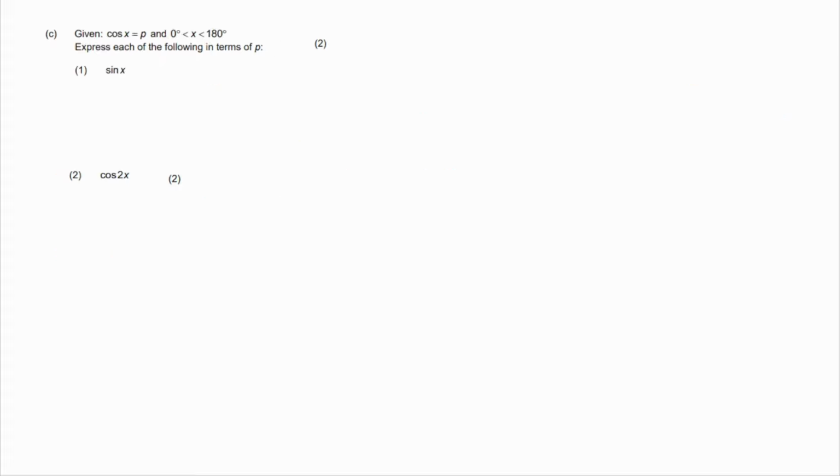All right, question C, we're given that cos x is equal to p, and our angle x is between 0 and 180 degrees. Express the following in terms of p. Here we know it's p over 1. Cos of theta is equal to x over r, and we know it's positive, so we have to be in the first quadrant, because our angle is between 0 and 180, and we're dealing with cos, and it's positive.